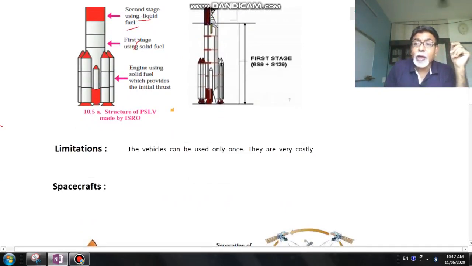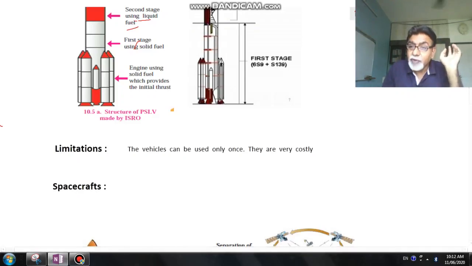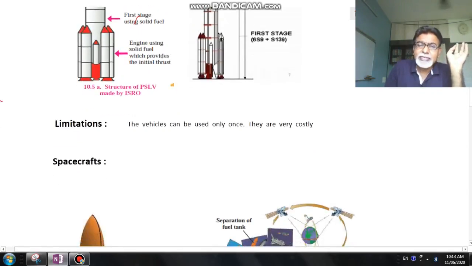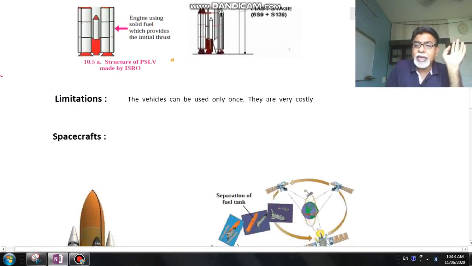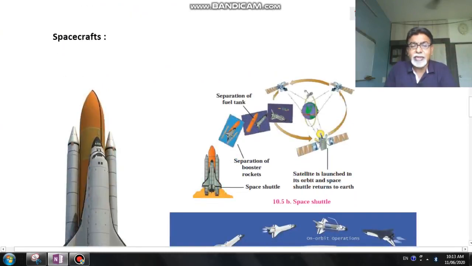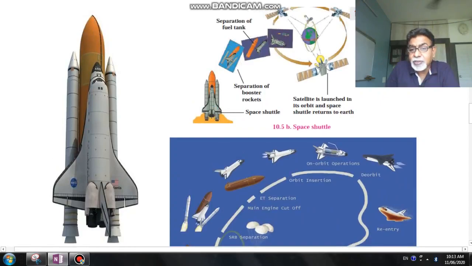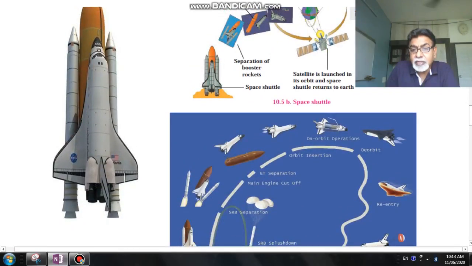A spacecraft is a launch vehicle which can be used again and again, to put up satellites or astronauts in a particular orbit, and then it returns back. Look at the picture here, where a spacecraft is shown to you. The stages are also given there. This is the space shuttle.